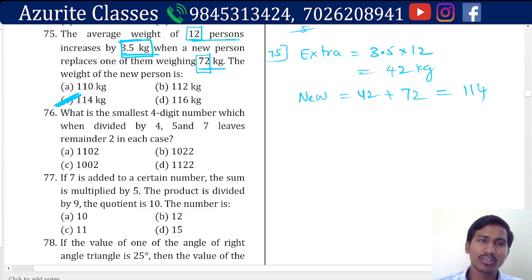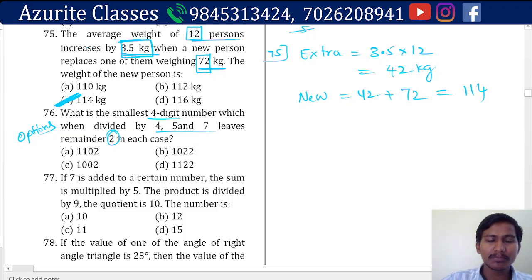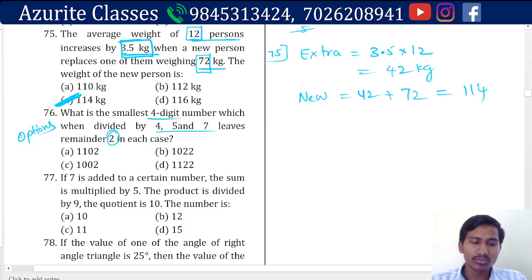Smallest 4-digit number. Better to go with options. So here, what they are telling is: the smallest 4-digit number which, when divided by 4, 5, and 7, leaves a remainder of 2 in each case. So divide by 4 first. The remainder should be how much? 2 here.